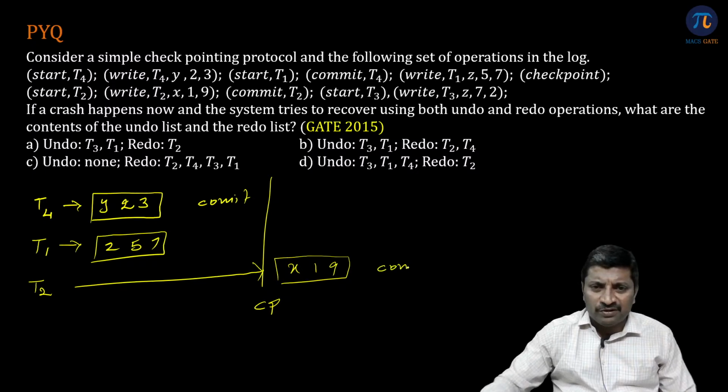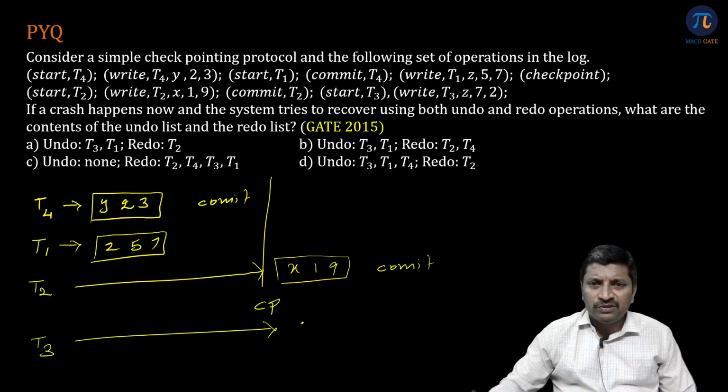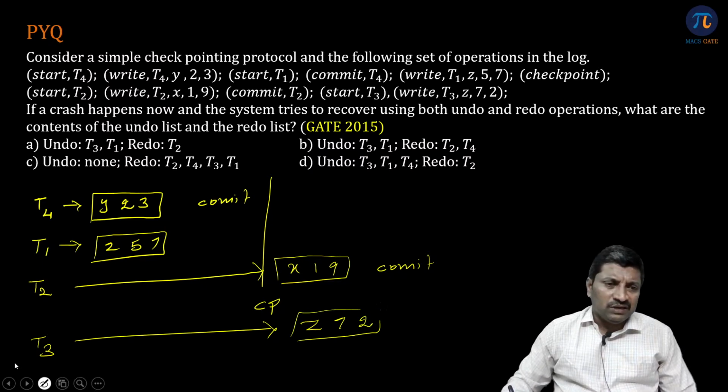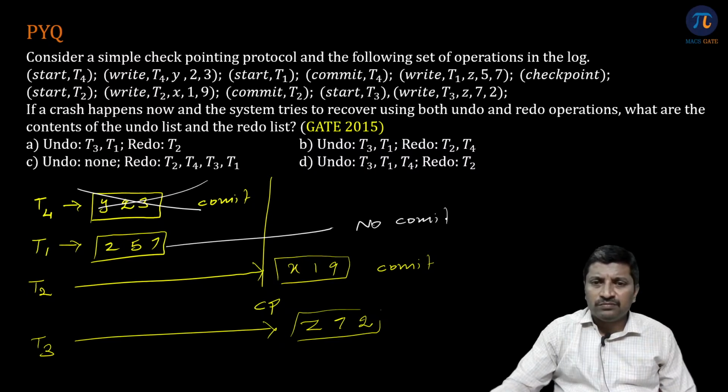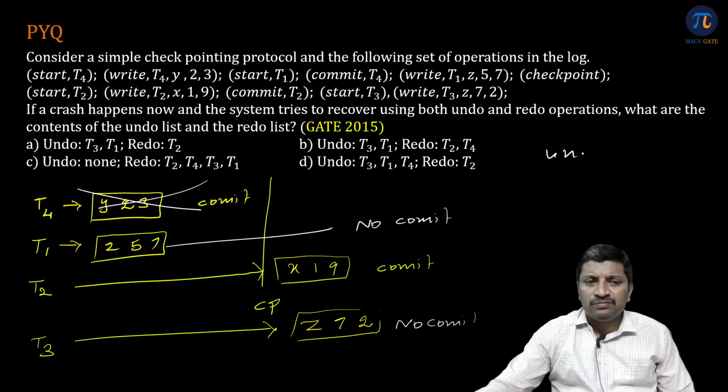So it was committed. Then T3 started. This was also started after the checkpoint. It wrote Z72. Sir, if it was committed before the checkpoint, forget it. For this, no commit. For this, no commit. So what is the undo list?